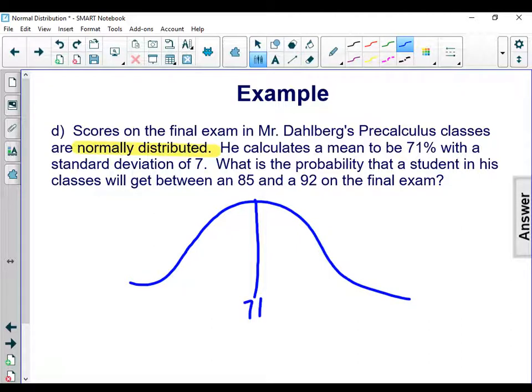Okay, so if I'm looking at 71 as my mean and I'm adding 7.